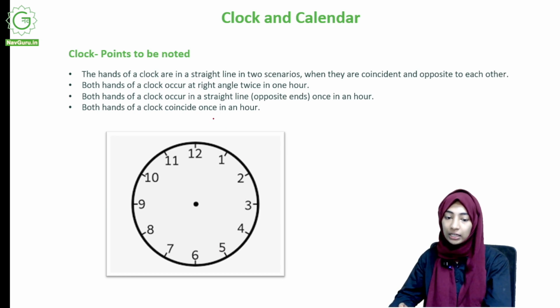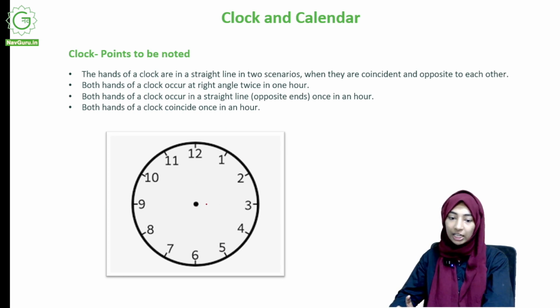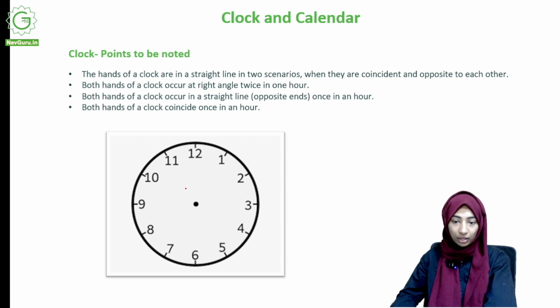I've also given a clock here. I'll just draw the hand. That's why I've taken a clock with no hands, because I can draw it as I teach.